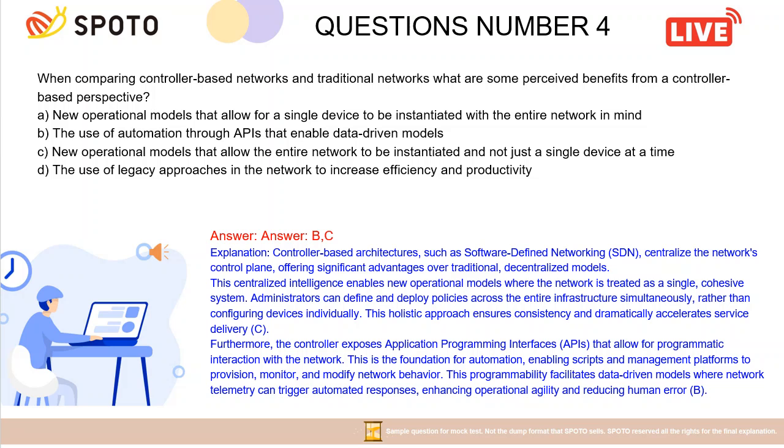C. Furthermore, the controller exposes application programming interfaces, APIs, that allow for programmatic interaction with the network. This is the foundation for automation, enabling scripts and management platforms to provision, monitor, and modify network behavior. This programmability facilitates data-driven models where network telemetry can trigger automated responses, enhancing operational agility and reducing human error. B.